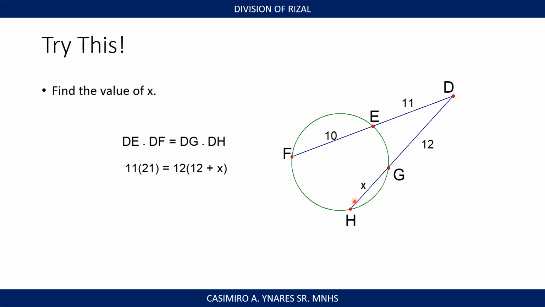Okay? The other line, we have 12 multiplied by 12 plus x. So we have 11 times 21 is 231. 12 times 12 is 144. 12 times x is 12x. So the correct answer is 231 minus 144, transpose natin, is equal to 12x. So 87 is equal to 12x, divide both sides by 12. Correct answer is x is equal to 7.25.